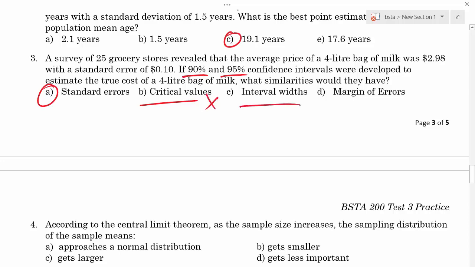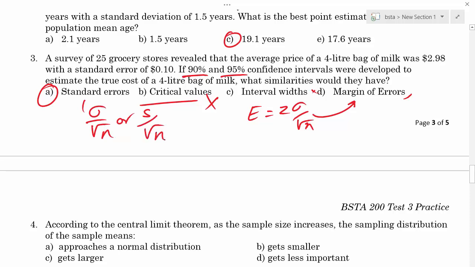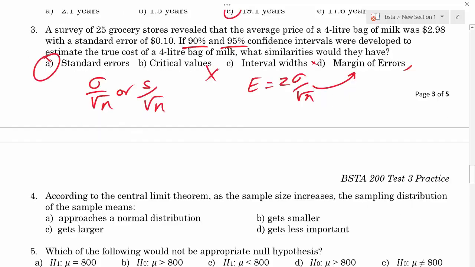The interval width, because the interval width uses the critical value, right? Like that. So the interval width will be different as well. And interval width and margin of error are the same thing. So all of these will be different. The only thing that we have in common is the standard error. This guy here is called the standard error, or this one. So that's called the standard error. That's the only thing that will have the same. So the answer is A, number 4.